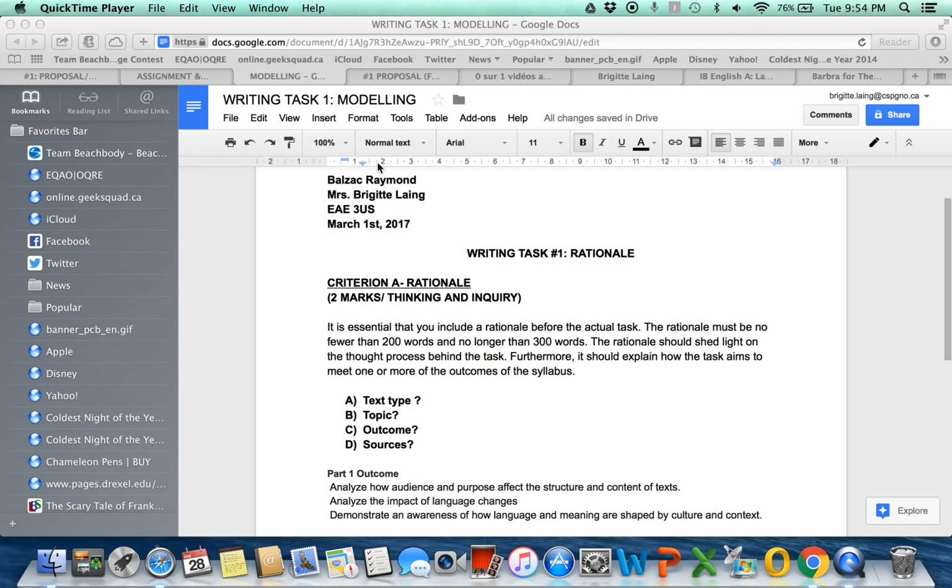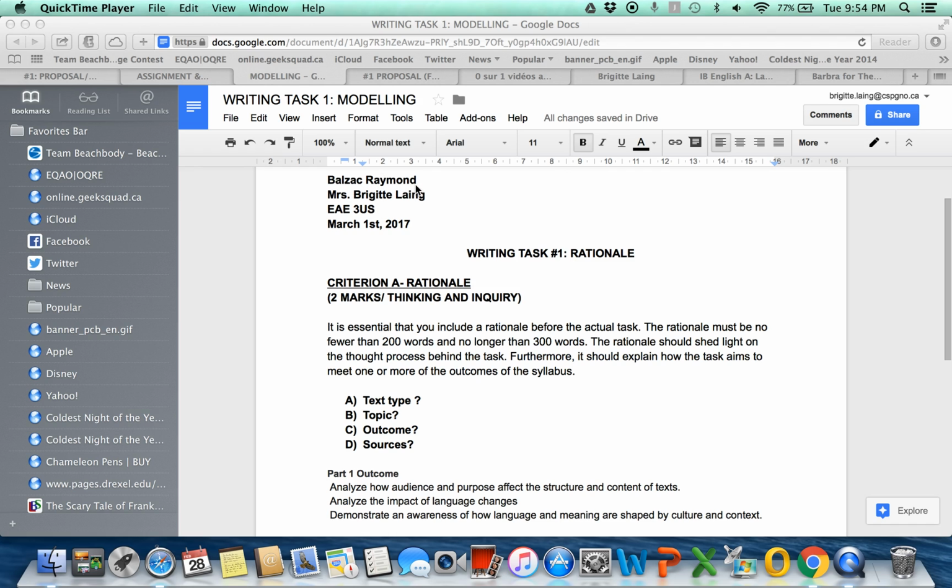So you may notice on the top left-hand corner here, I have some identifying markers. I'm using my dog's name as he's the one writing this assignment rather than myself, because it would be kind of weird to have Brigitte Lang and Brigitte Lang twice. All right, so Balzac Raymond, he's my Shih Tzu, so he's the one writing this assignment.